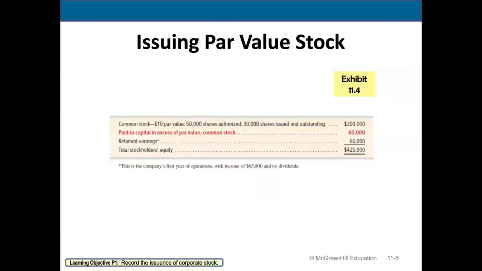Our balance sheet will end up looking like this. So this is the equity section of our balance sheet. You can see the common stock, $10 par value, has a balance of 300,000. The paid in capital in excess of par has a balance of 60,000, and then our retained earnings is listed. So that'd be our total stockholders' equity, 425,000.